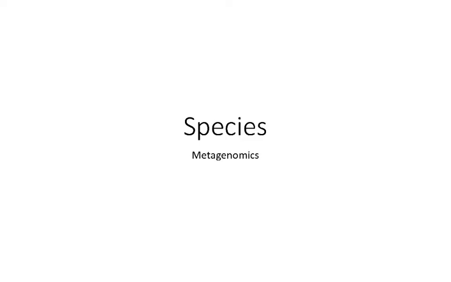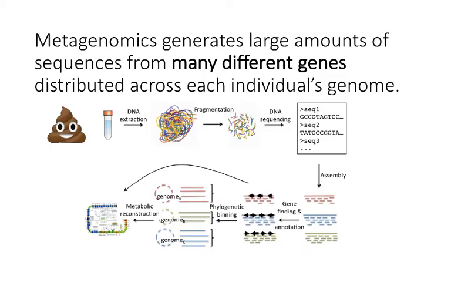Another relatively new way to molecularly identify species that's possible because of high throughput sequencing is this approach called metagenomics. And what's unique about metagenomics is that it allows you to get large amounts of sequences from many different genes distributed across the individual's entire genome. So here is an example workflow.